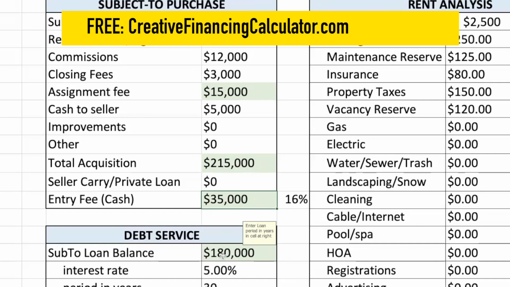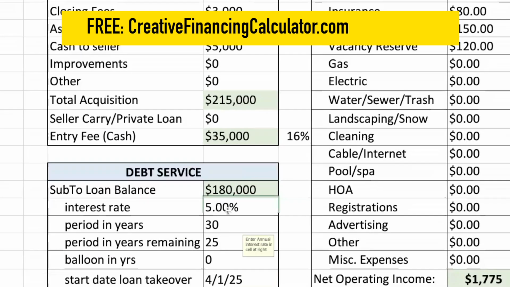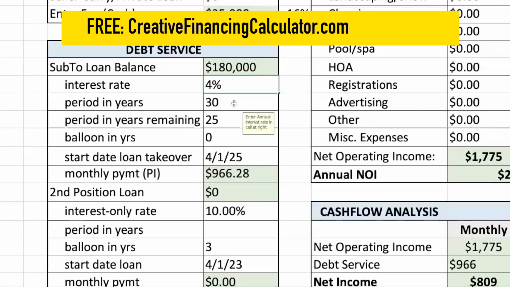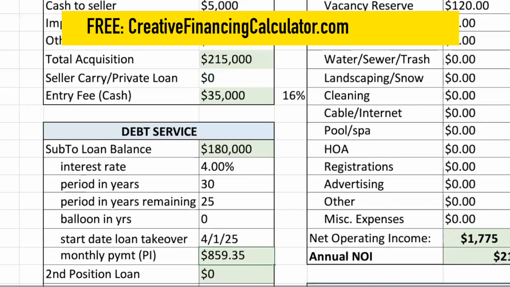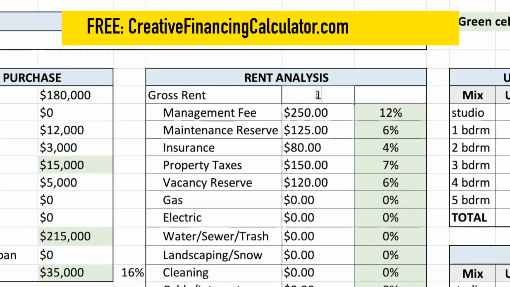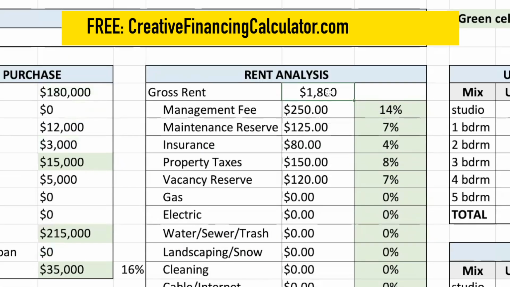So then let's look at our loan now. Let's say that his loan of 180 is at a 4% rate. On a 30-year, he's got 25 years remaining. That means his payment is $859 a month. Now that's just principal and interest. Now we know what his payment is, $859. And let's say that that house rents for $1,800. What do you think that rents for? I feel like it could rent for $2 grand.